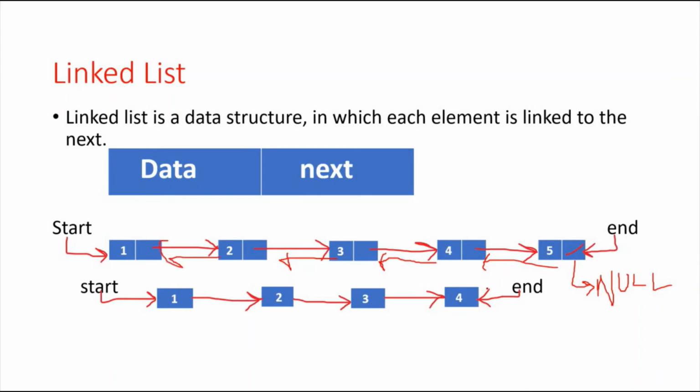That means we were moving from start to end, and now we are moving from reverse start to reverse end. We were moving forward, and now we are moving backward from end to start. We were moving from start to end, and now in a doubly linked list we move from end to start.